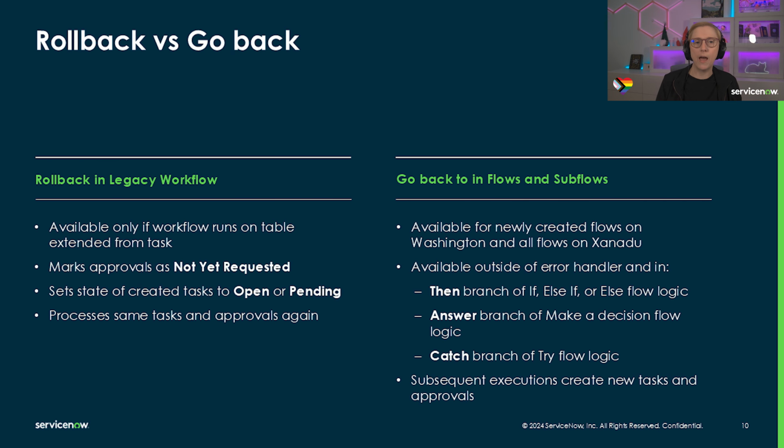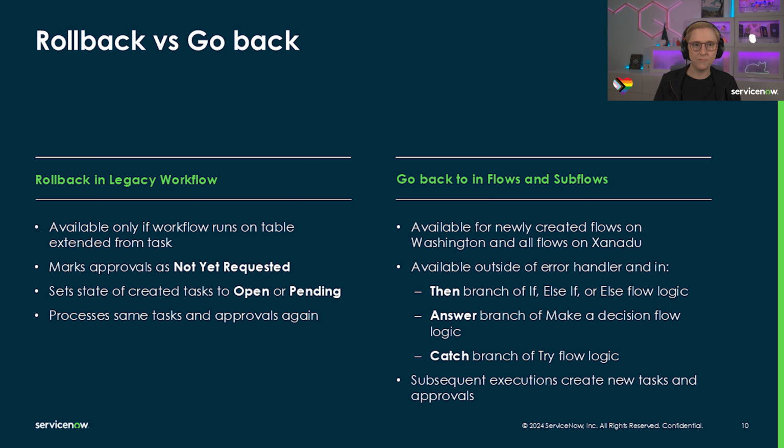For those of you who have been working on the Now platform for a while, you might know that when building legacy workflows, you can drag the connecting line from an activity, presumably from an if condition branch, to an earlier step to re-execute all steps in between. When building flows, there's no interacting with the canvas in the same way, but we can achieve the same goal by using the go back to or do the following until logics.